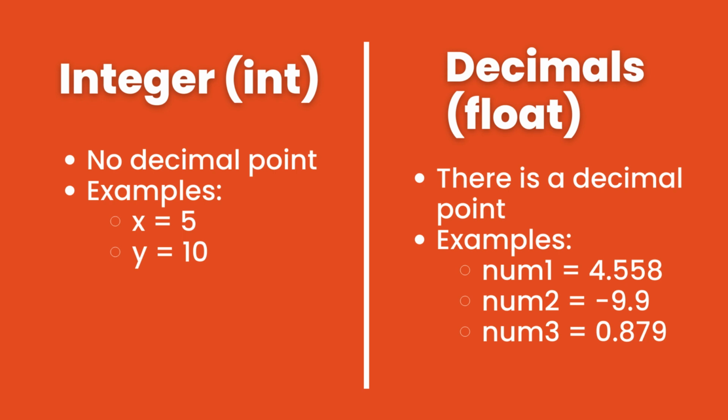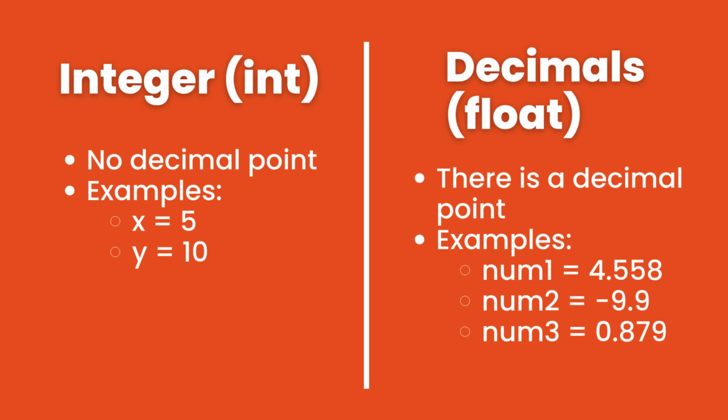Numbers with decimal points are called floats. Some examples of the float data type are num1 is equal to 4.558, num2 is equal to negative 9.9, and num3 is equal to 0.879. In these cases, num1, 2, and 3 are the variables, and the decimal values on the right are the data type.